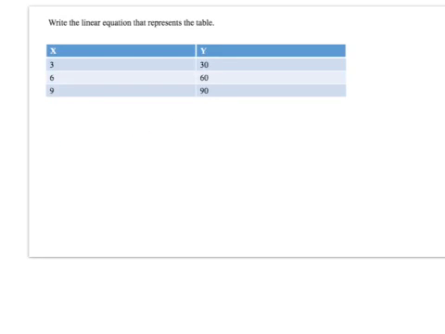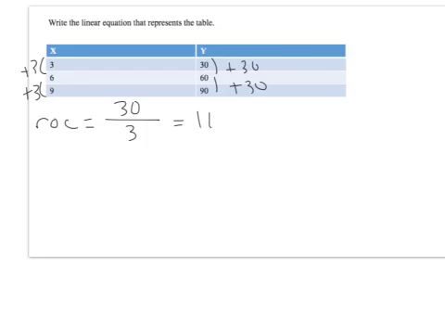So let's look at the next example. So our pattern in our domain, we have 3, 6, and 9, so we're adding 3. And our pattern in our range, 30 to 60 to 90, so it looks like we're adding 30. So our rate of change, or our slope, is going to be the pattern in the range, or the y, which is 30, divided by the pattern in the domain, or the x, which is 3. So 30 divided by 3 is 10.